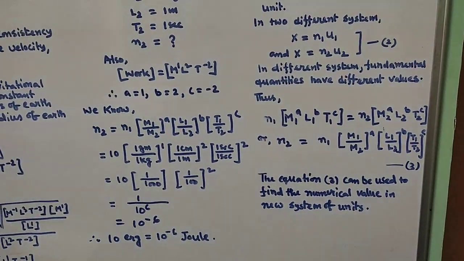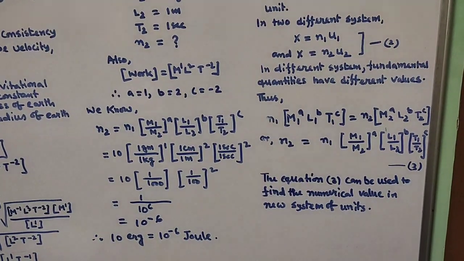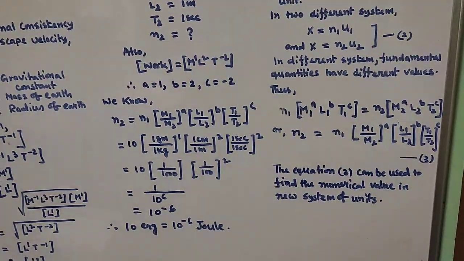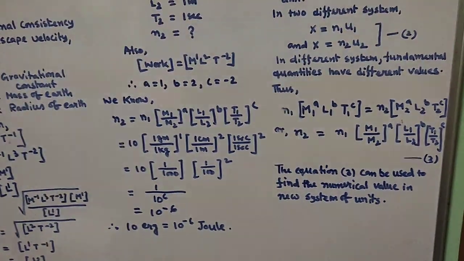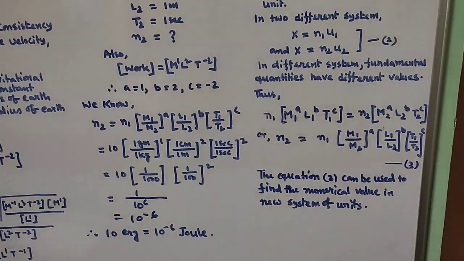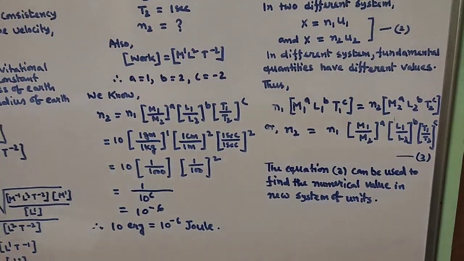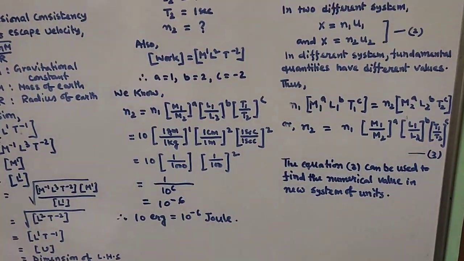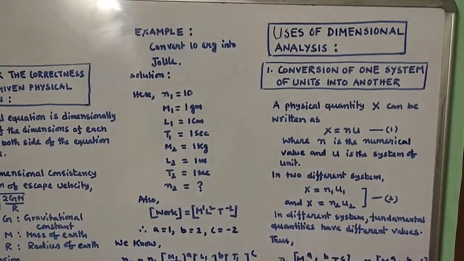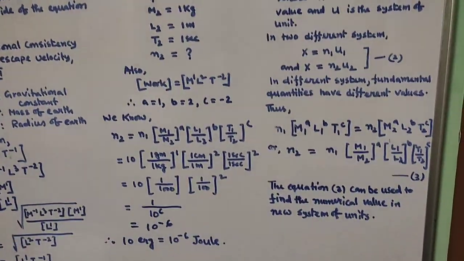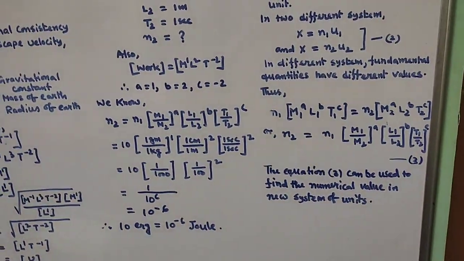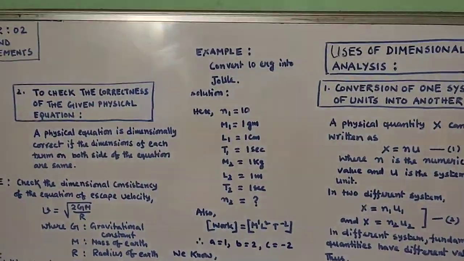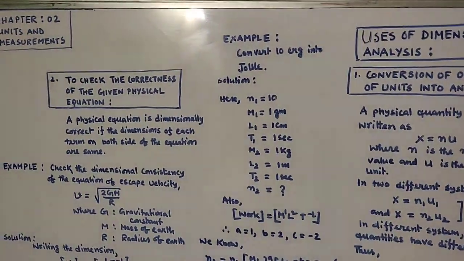So if we simplify, you will get what? 1 by 10 to the power 6. No? 1 by 100 three times. So 1 by 100 into 1 by 100, 1 by 100. So it means 1 by 10 to the power 6. So n2 comes out to be 10 to the power minus 6. So as per the question, 10 erg equals 10 to the power minus 6 joule. So you are converting one system into another system with different numerical value, obviously.